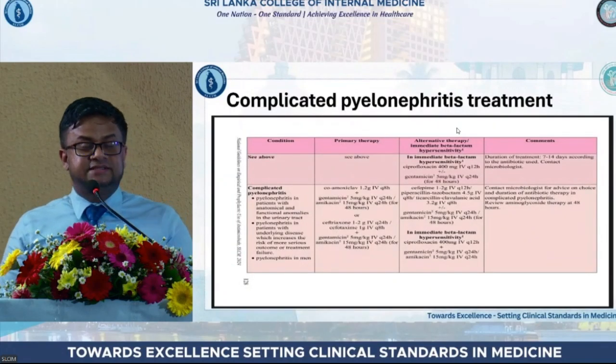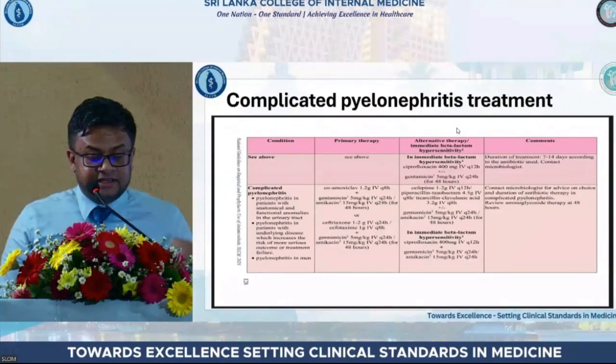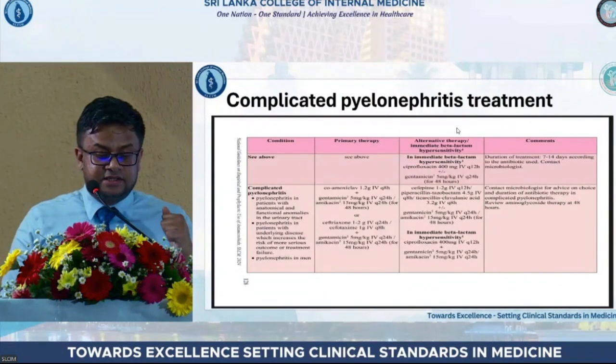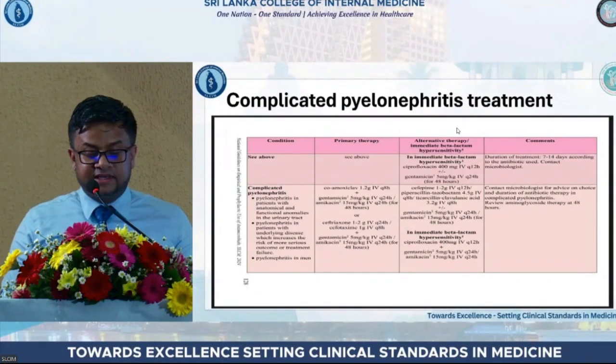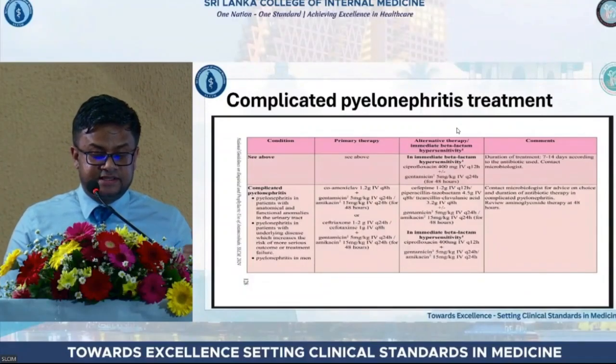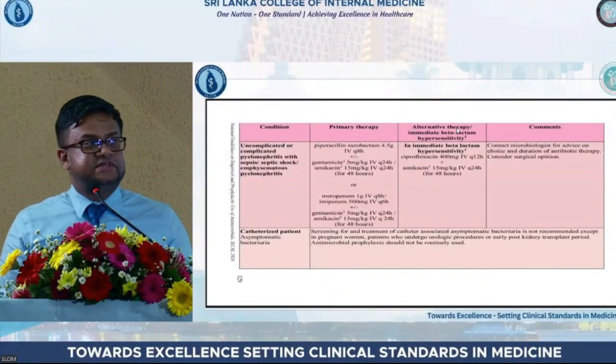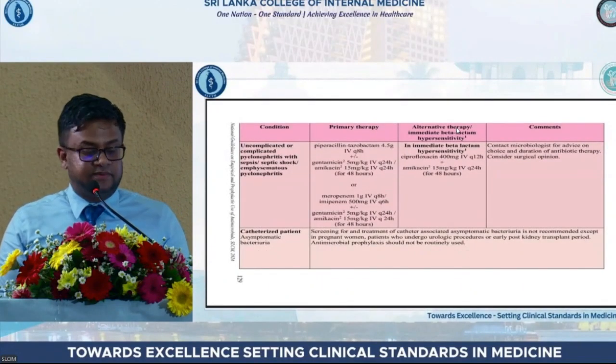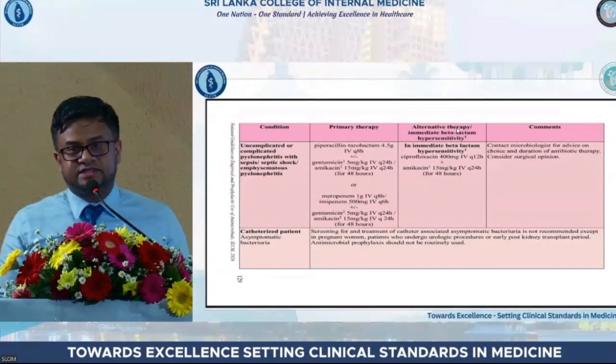So what the guideline says for complicated pyelonephritis is that you can go for either ceftriaxone or gentamicin. If the patient has urosepsis, it is ceftriaxone and gentamicin, or you have to switch to piperacillin tazobactam plus gentamicin if the patient is in urosepsis or septic shock.